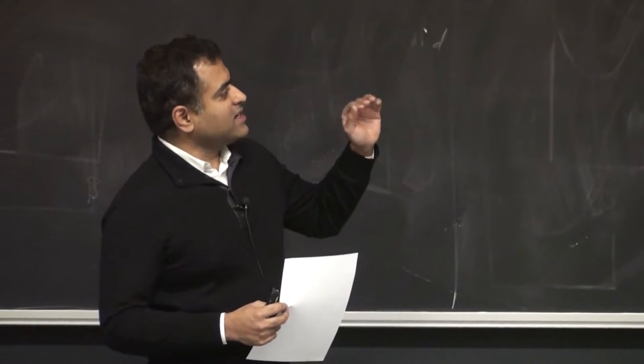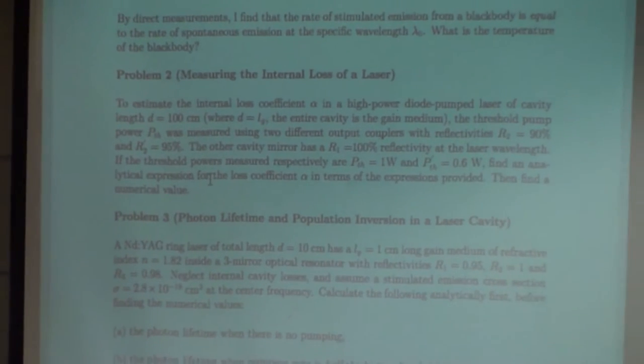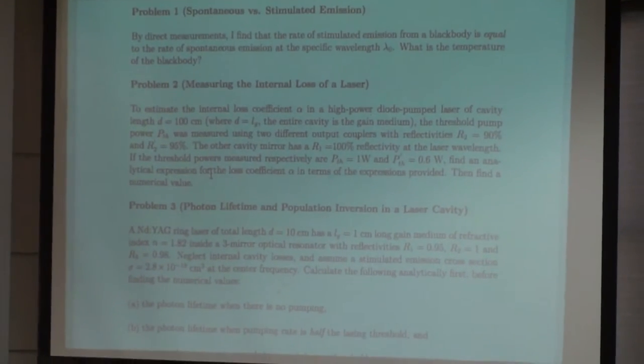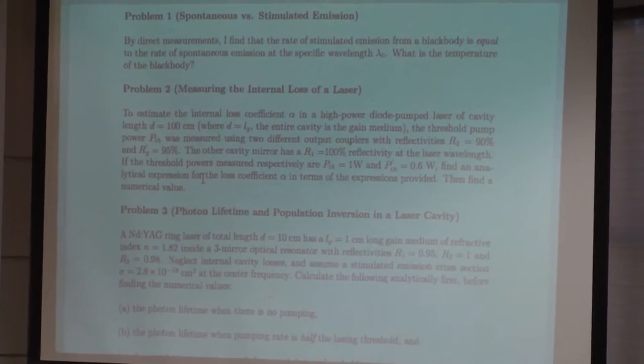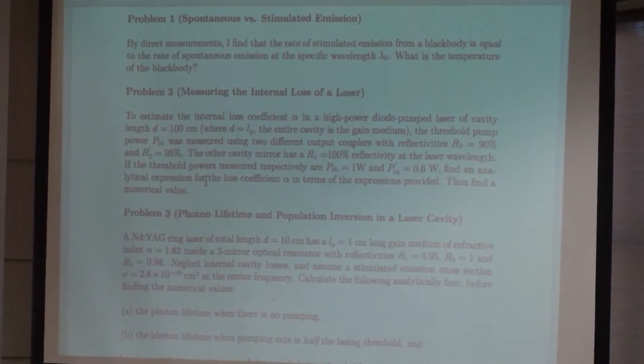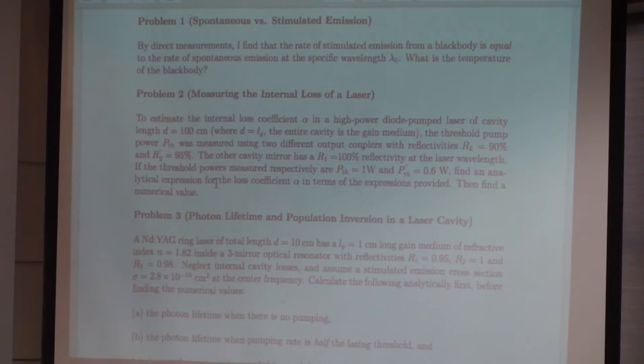Let's see. I'll start with problem two. We'll discuss a bit on problem three, and then the first problem. The topics we're going to cover today in the class, after discussing the exam, we're going to start with something that takes off from problem one, which is the ratio between spontaneous and stimulated emission and so on. So, problem two was about the internal loss of a laser.